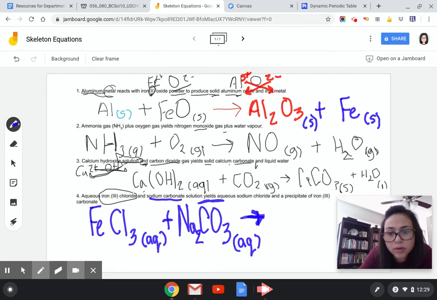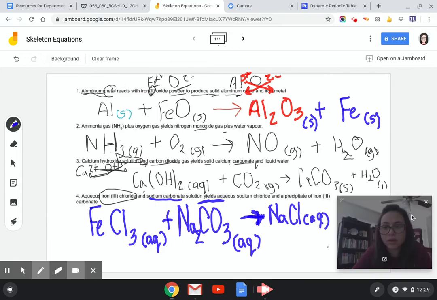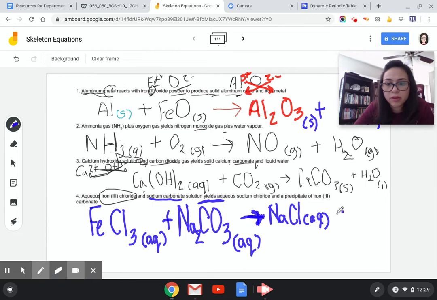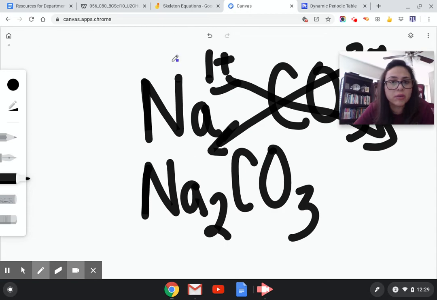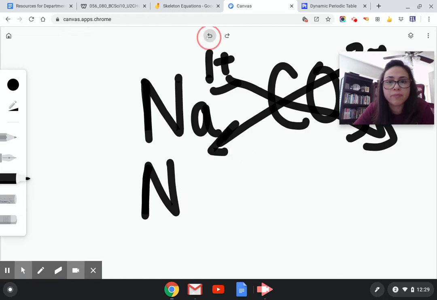Okay, so we're going to go Na, Cl, and that's also aqueous. Okay, good. Now we're going to move that up there. And now we're going to put a plus sign there. And it says, and a precipitate of iron 3 carbonate. So let me go over here. I'm going to try to work that one out. So iron 3 carbonate.